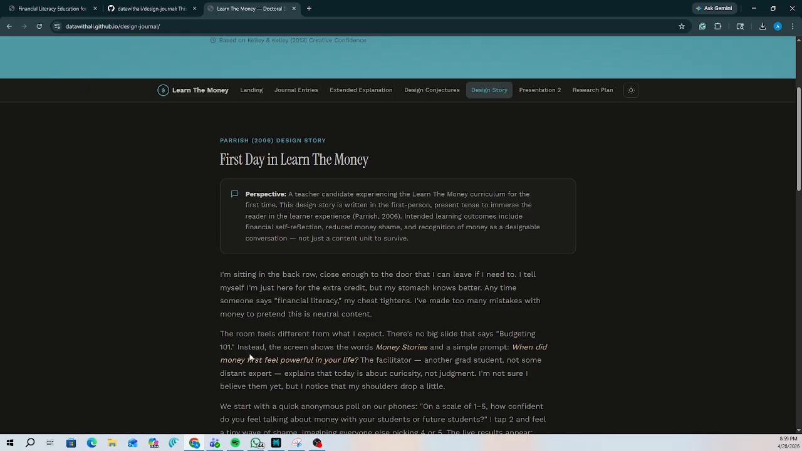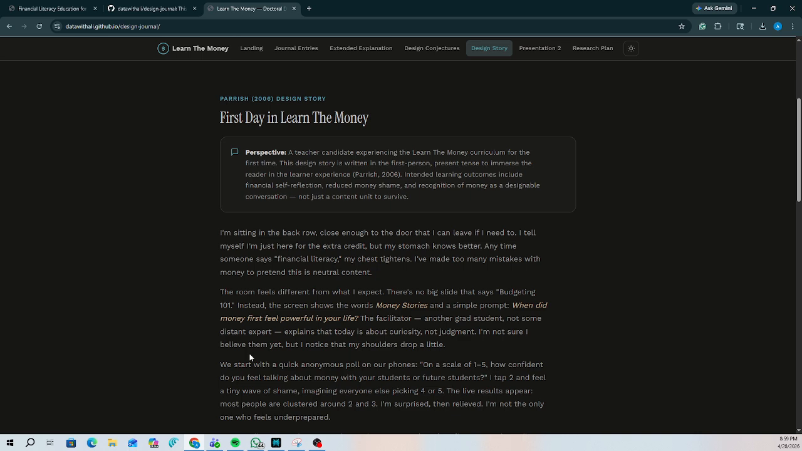The narrative places the learner in the present tense inside the experience so readers can imagine themselves in that position. The story supports the rest of the site by embodying the design, which is aiming for a shift from passive receipt of financial advice to active and reflective engagement with one's own money story.